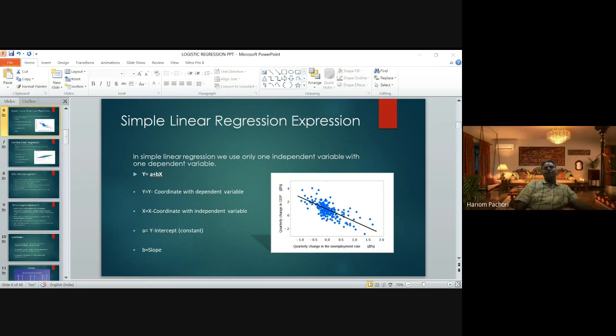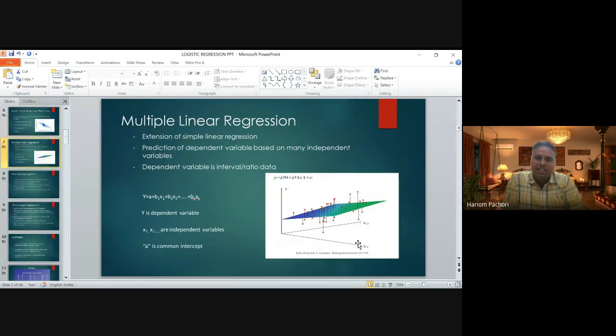So what is multiple linear regression? It is an extension of simple linear regression, predicting the dependent variable based on many independent variables. The dependent variable is on an interval or ratio scale. Are you aware of what an interval scale is and what a ratio scale is? Can you tell me? Any guesses, any idea?